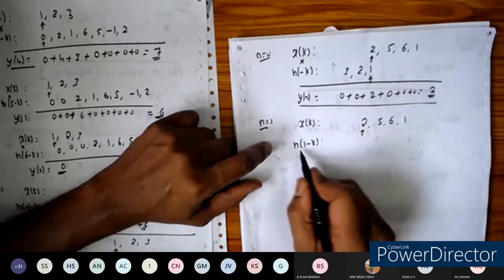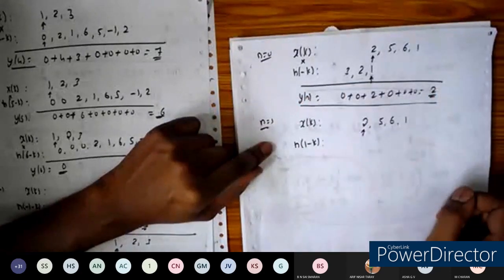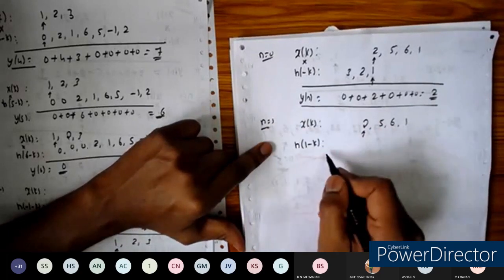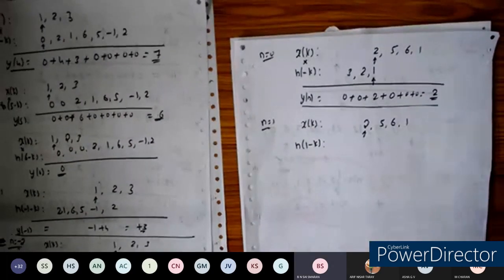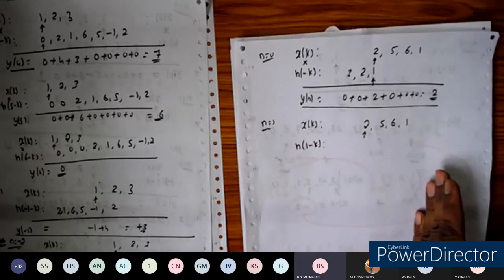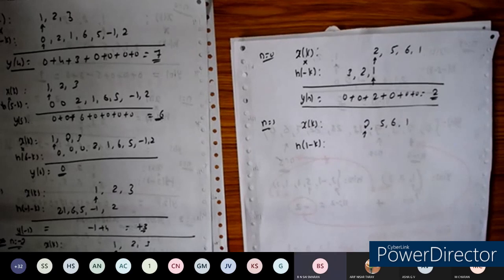Did anyone verify this one? H of 1 minus k, as I said in the last class. When I said 1 here, it is going to be shifted towards the right side. When I substitute n is equal to minus 1, it will be shifted towards the left side. I said h of 1 minus k means blindly I'm shifting the sequence towards the right side. I told you to verify this by using the time shifting and reflection operations. Anyone did this one? If not, no problem.